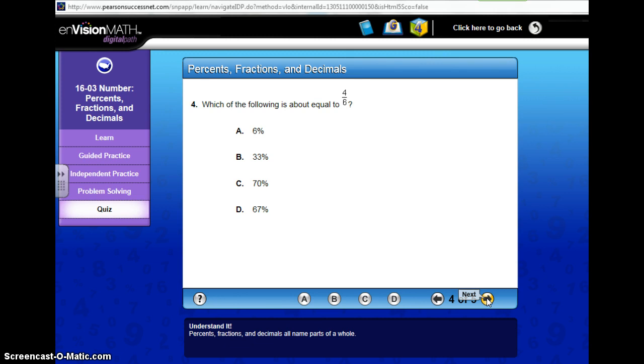4/6. Well, first of all, let's simplify 4/6, just so that we kind of know in our heads. What could we divide both of those by? 2. So we'd have 2/3. So really, which of those is 2/3? Another one you should just know.